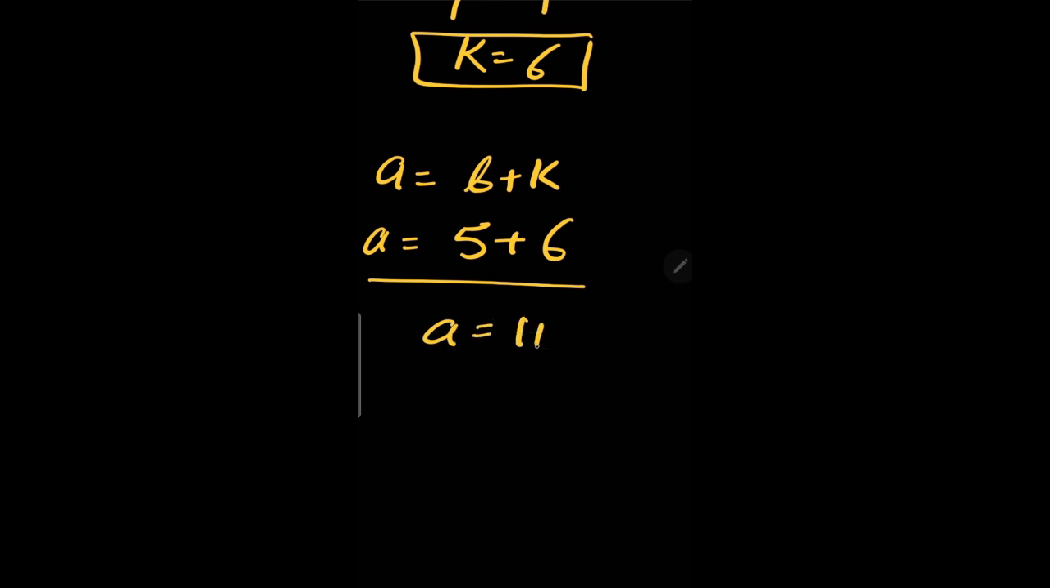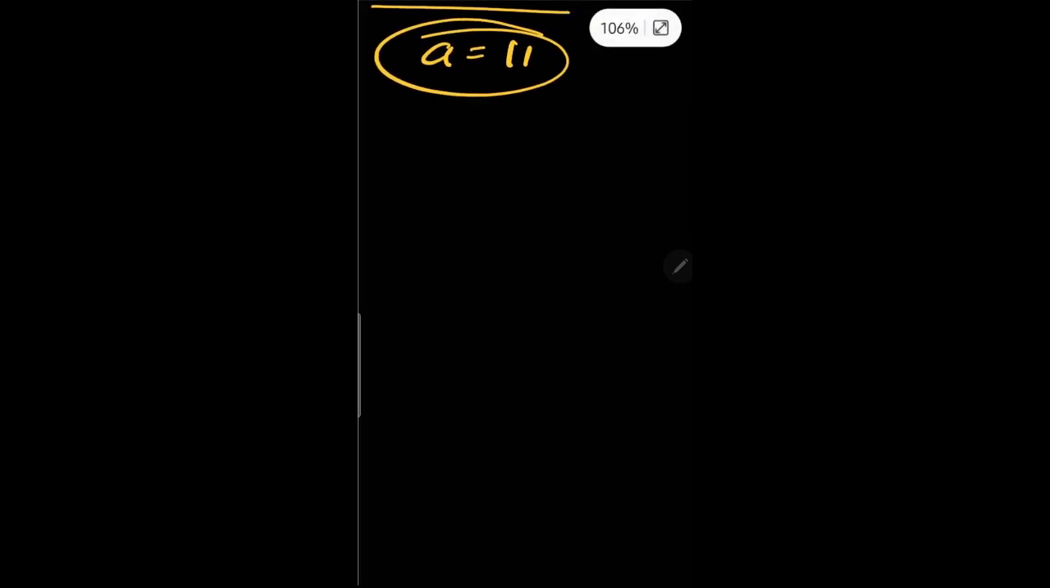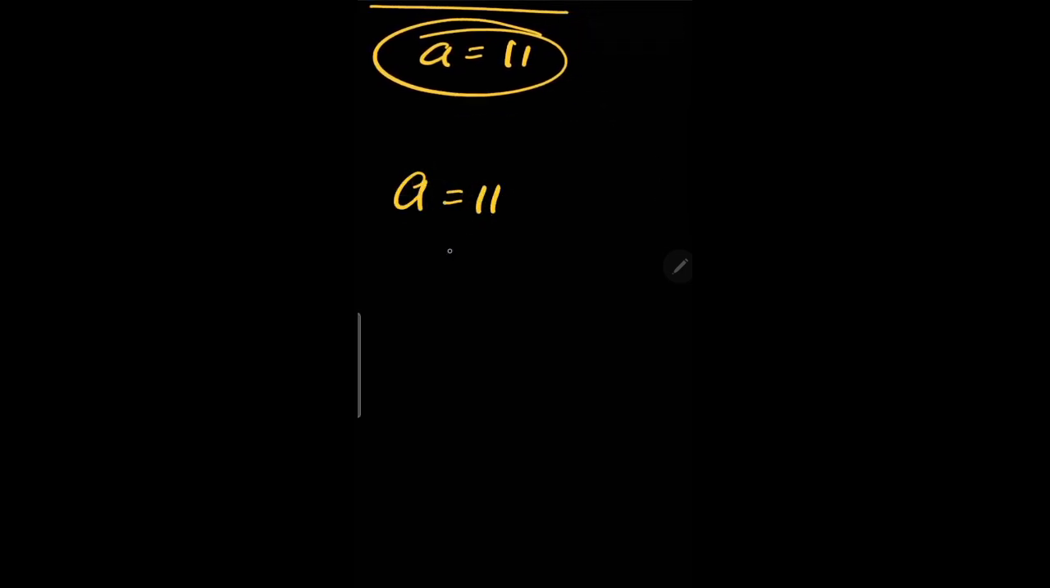For a, we know a equals b plus k. b is 5, k is 6, so a is equal to 11. So we have two values: a is 11 and b is 5. I hope you understand this question.